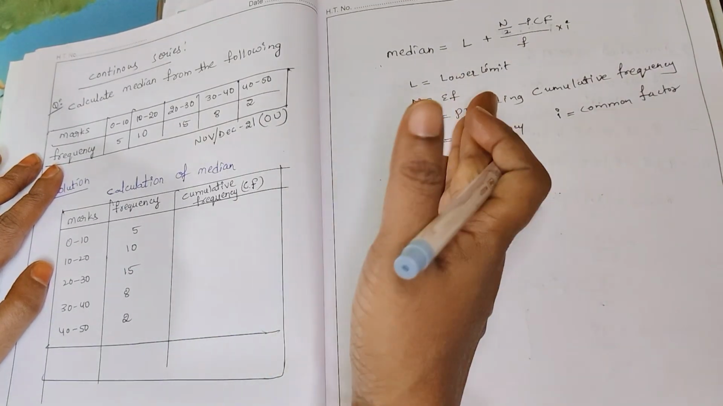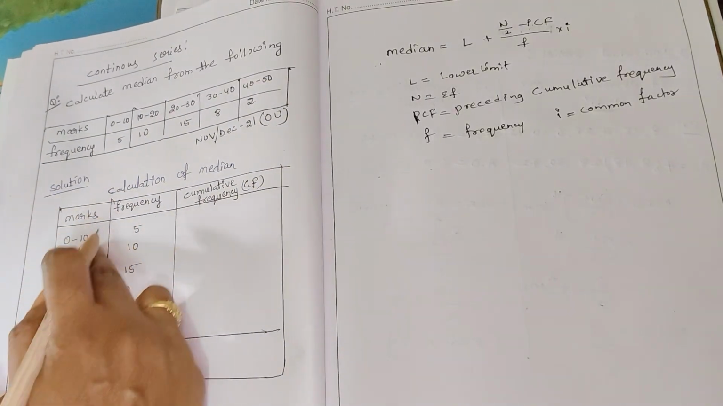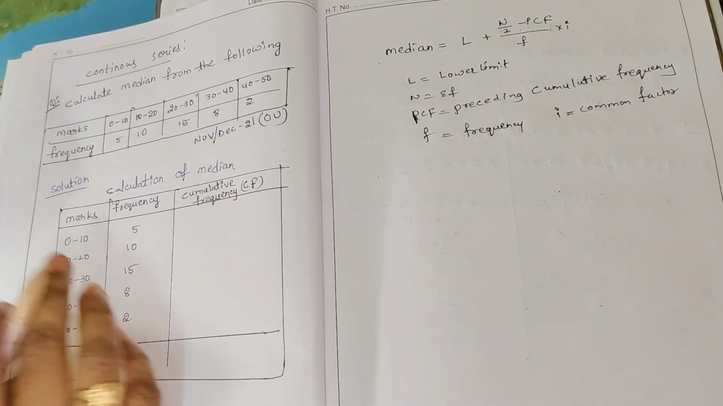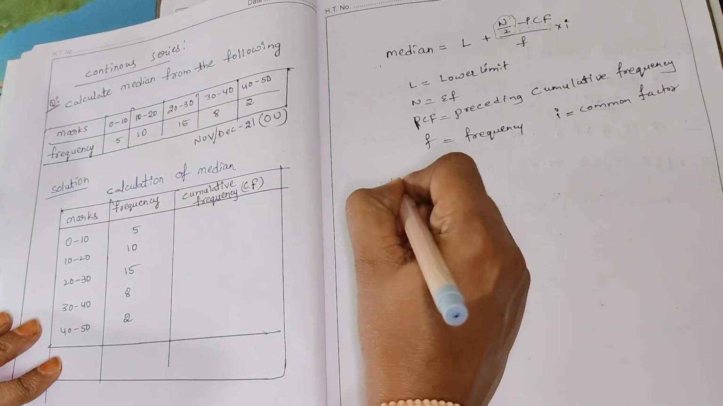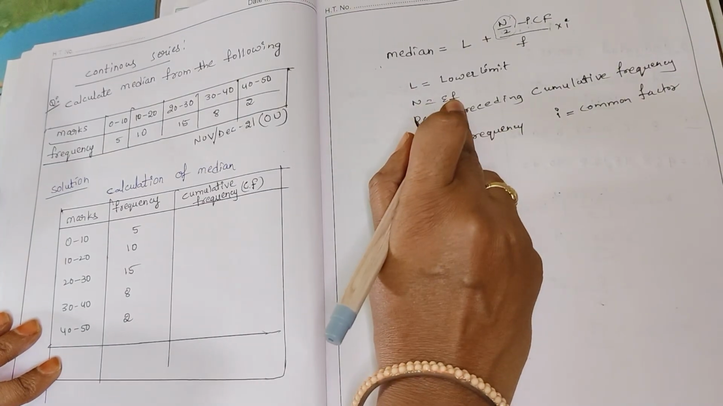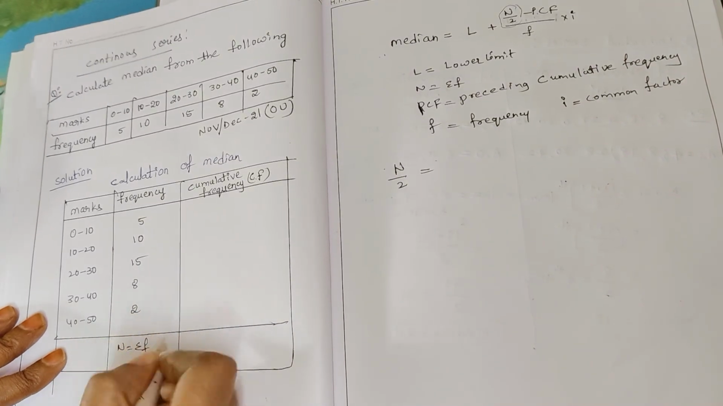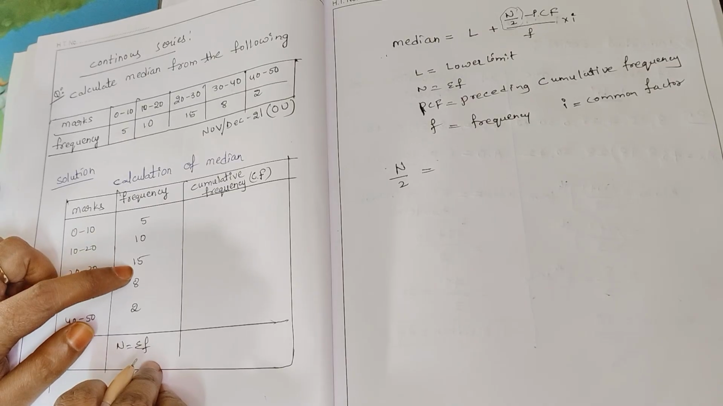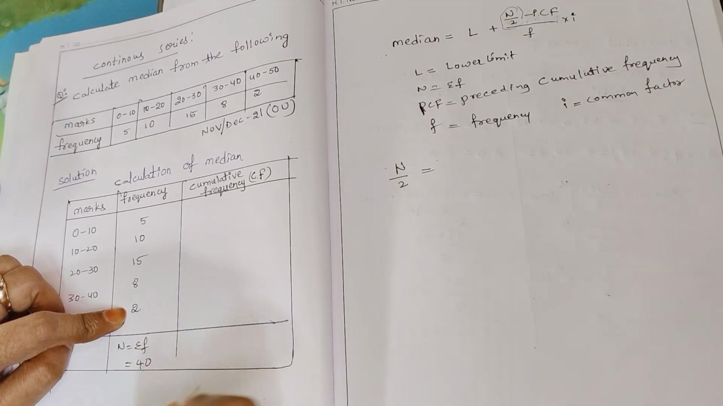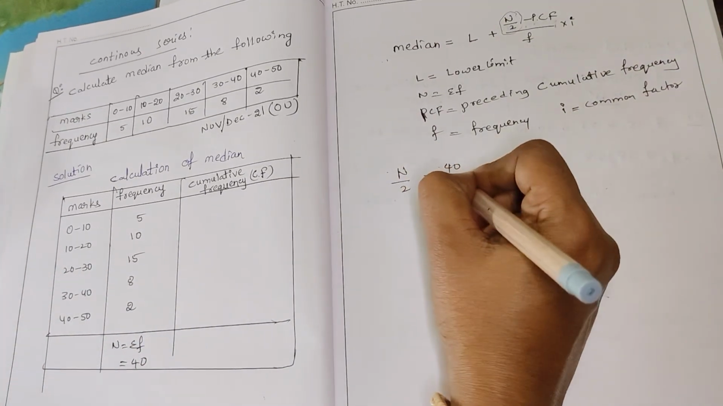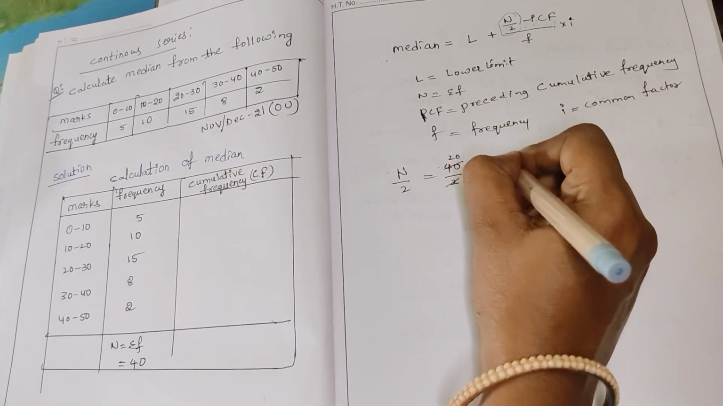So how do we identify the lower limit? There are a number of lower limits, because in the marks column these values are the lower limits and these values are the upper limits. So which lower limit do we need to take? Let's see. First we need to find n by 2. n is equal to the summation of f, which is nothing but the total of f. So 5 plus 10, 15. 15 plus 15, 30. 30 plus 8, 38. 38 plus 2, 40. So here n is equal to 40. So 40 divided by 2 is 20. The 20th term.